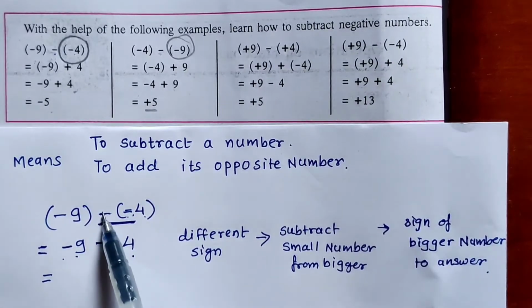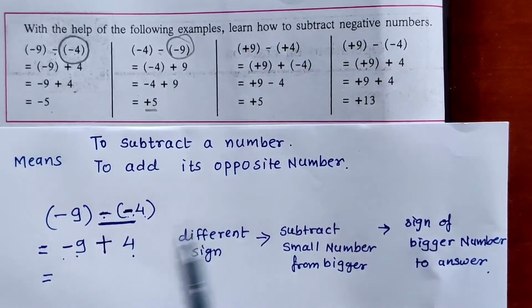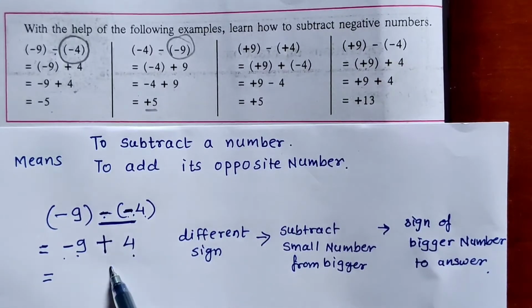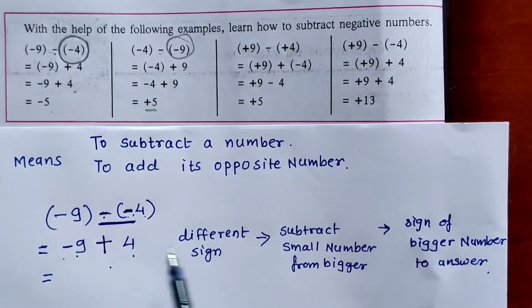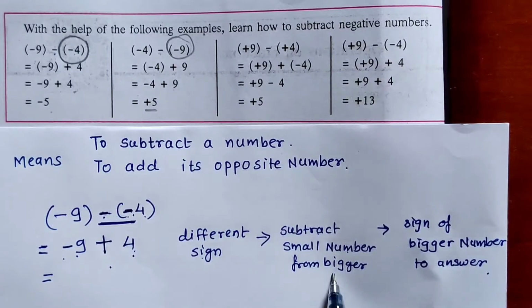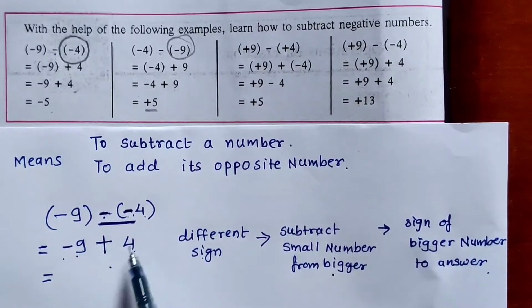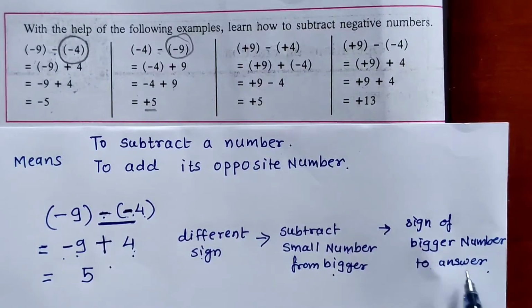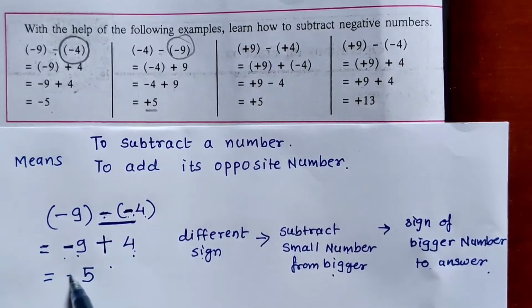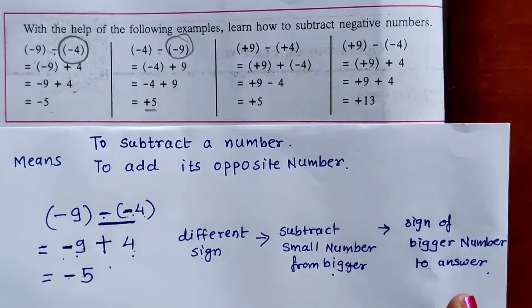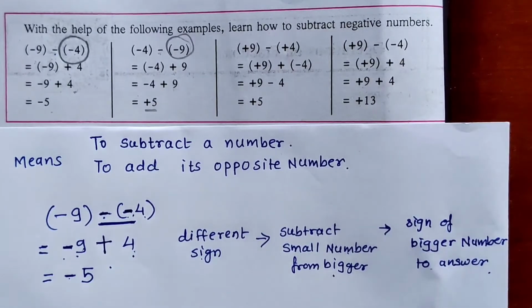So here when two signs come close to each other, we will combine the signs, minus minus will become plus. And when two numbers have different signs, we will subtract the small number from the bigger one. So 9 minus 4, the answer is 5, and we will give the sign of the bigger number to the answer. So the answer sign will be minus because the bigger number is 9. In this way, if you remember, the sum will become easy to solve.